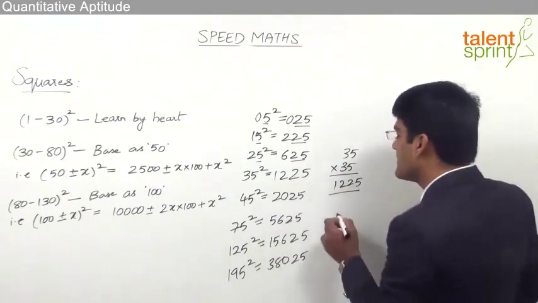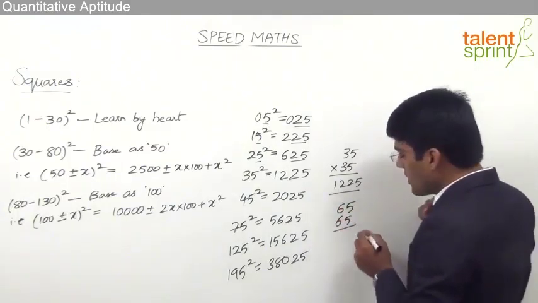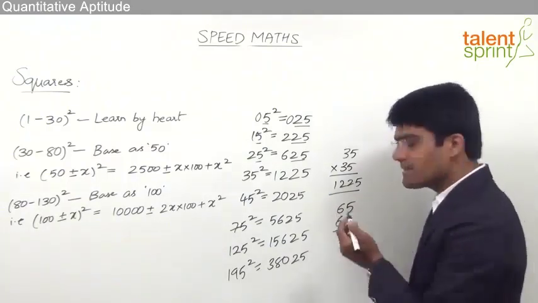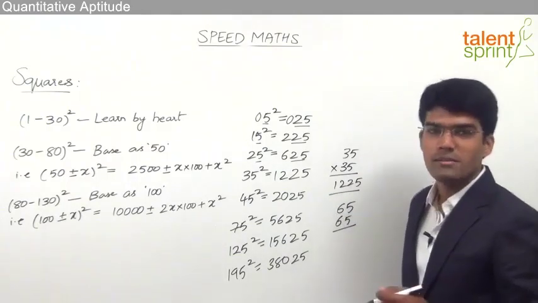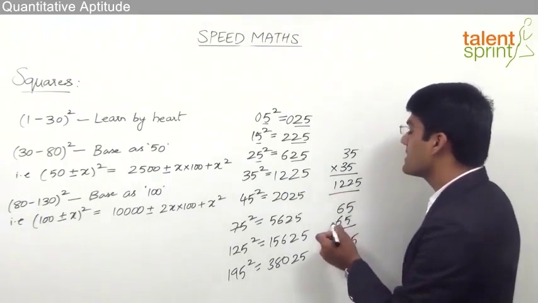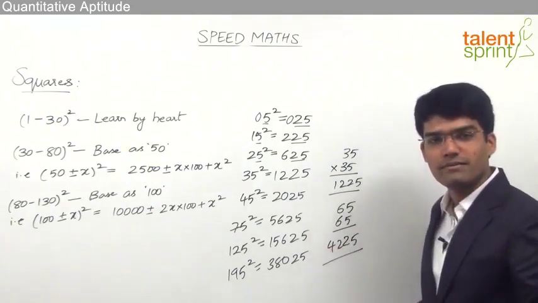Likewise, in case of, let's say, 65 square. 65 square is 65 into 65. Now if you observe again, these are complementary numbers. 5 plus 5 is 10, and the tens places are equal. So these numbers are called complementary numbers. And the answer can be obtained as 5 into 5, 25, and 6 into the next digit, 42. So 65 square will be 4225.